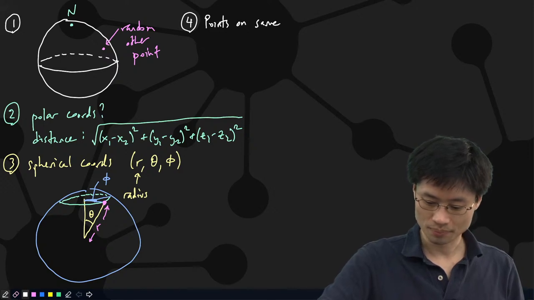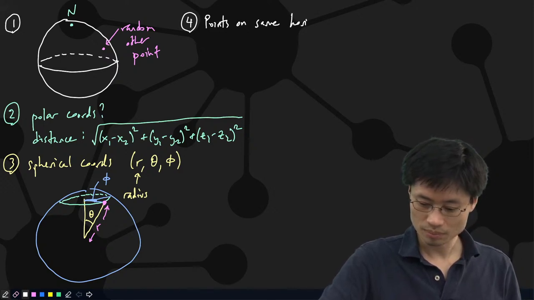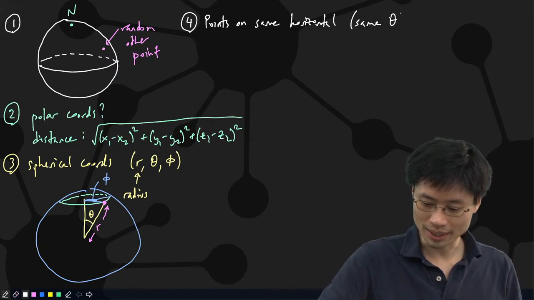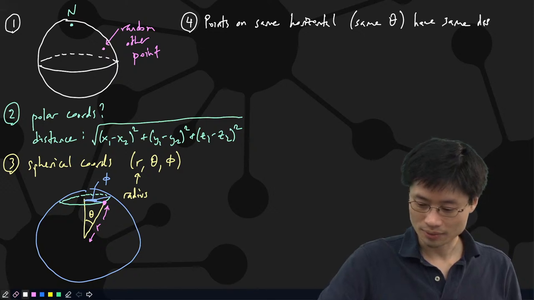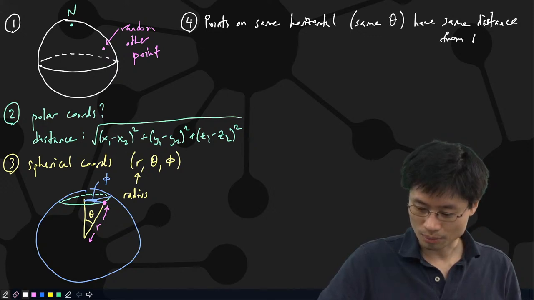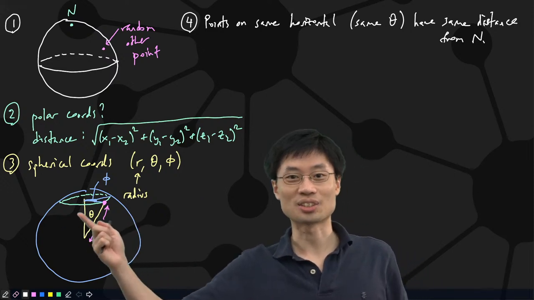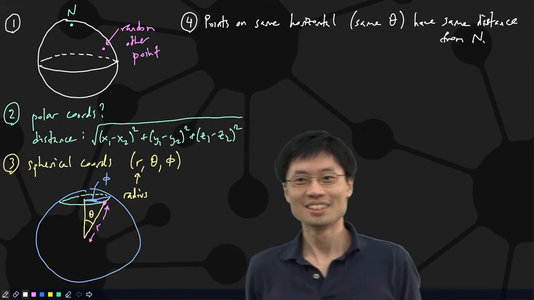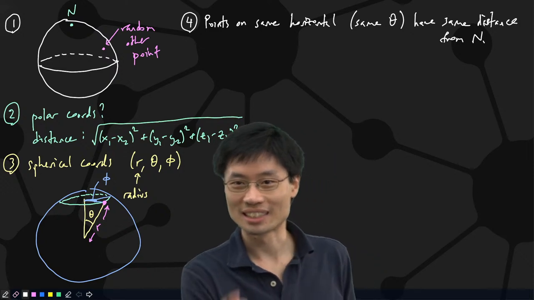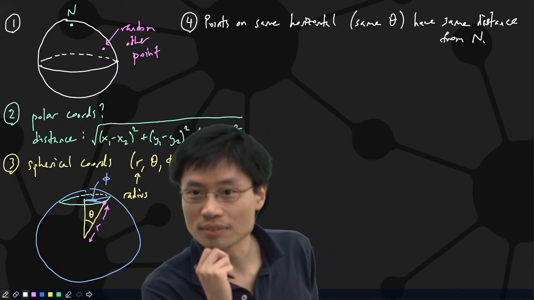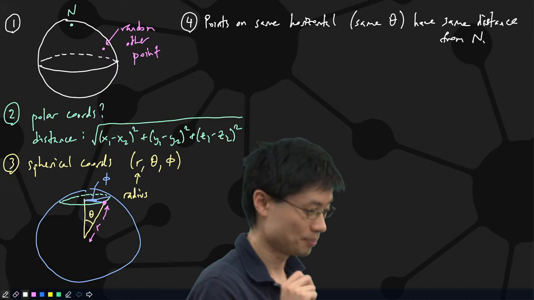Talking spherical coordinates, all the points along the same theta will have the same distance. Okay. Same theta have the same distance from the North Pole. That's true. So those are like this Arctic Circle or something. Okay. More ideas. Ah, we have ideas here. I see there's another idea from Rajiv. Rajiv? Yeah.